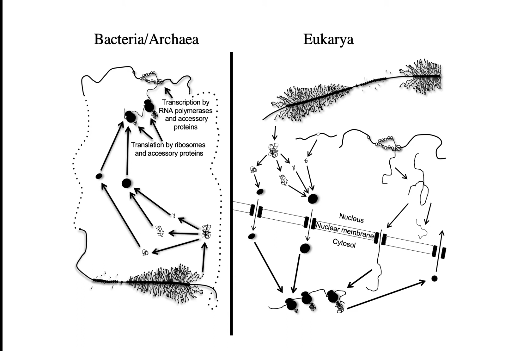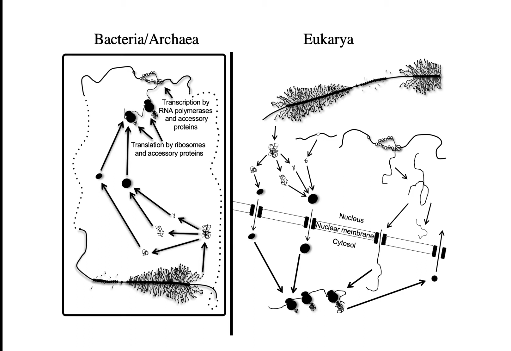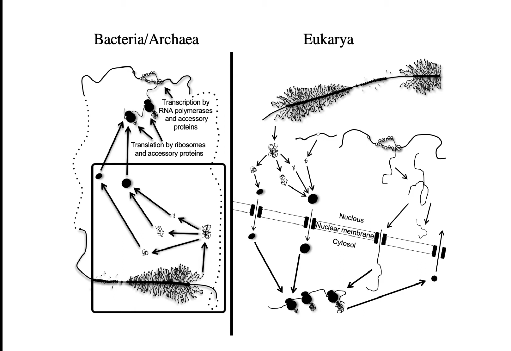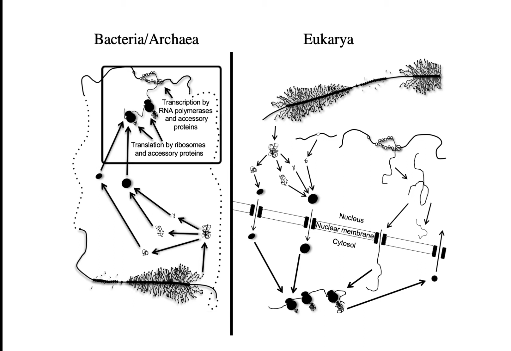Another difference between bacteria and archaea and eukaryotes is that in bacteria and archaea, the ribosomal RNA genes and the mRNA genes are being transcribed in the same compartment, that is, the cell. And so the ribosomal RNA is transcribed, assembled into the ribosomes, and those attached directly to the mRNAs for translation.